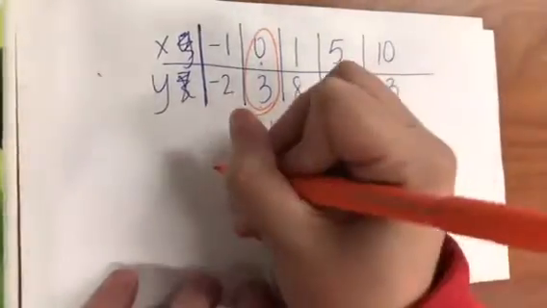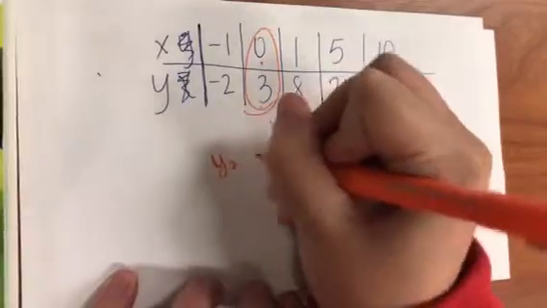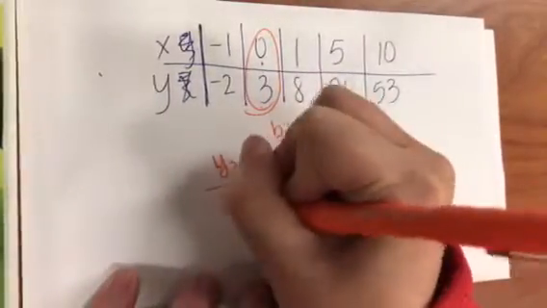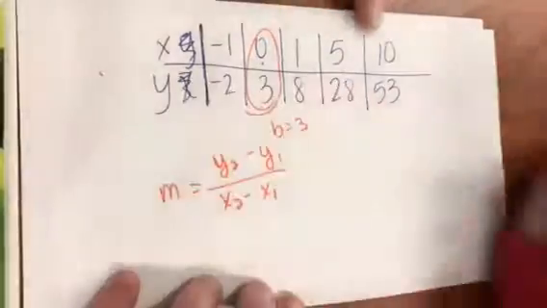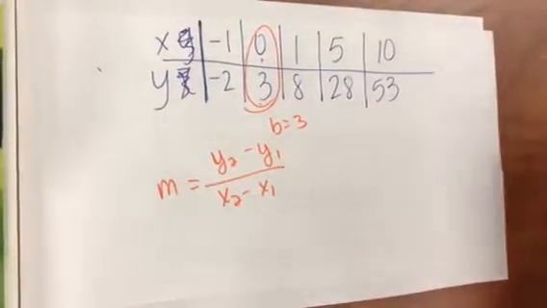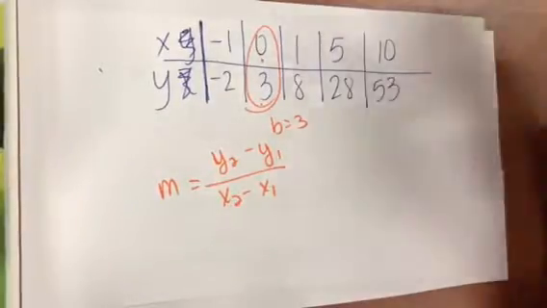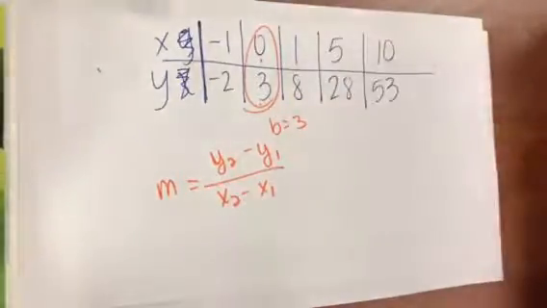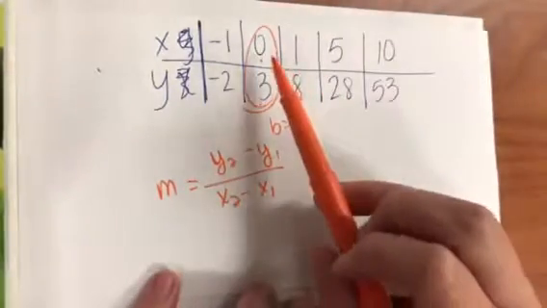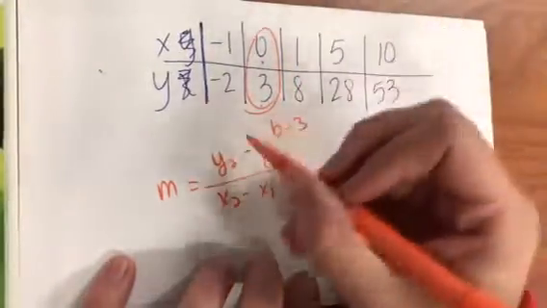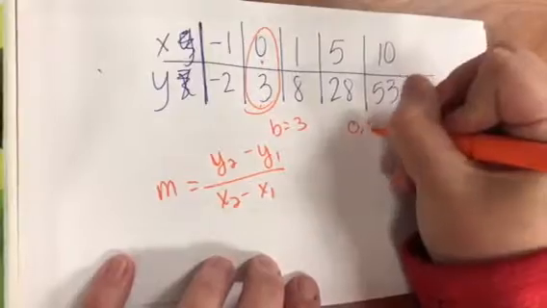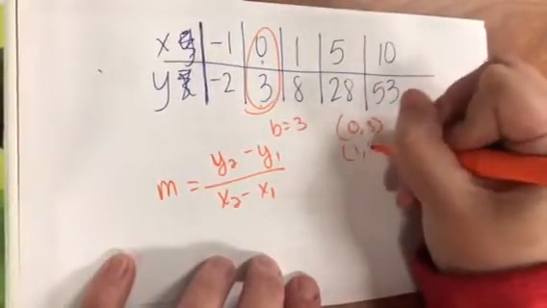Now let's do the same thing with our slope: y2 minus y1 over x2 minus x1. We can pick any one of these points. My trick with this is to pick the little numbers and try not to do the negatives. If I have a 0, I always pick the 0 because it's so easy to add and subtract 0. So we've got (0, 3) and (1, 8).